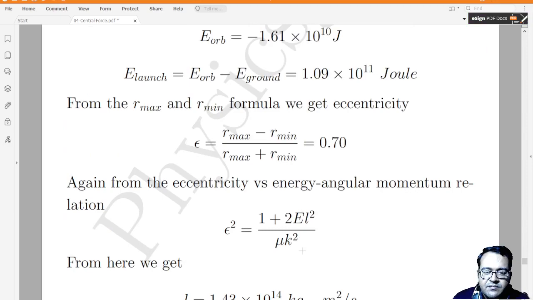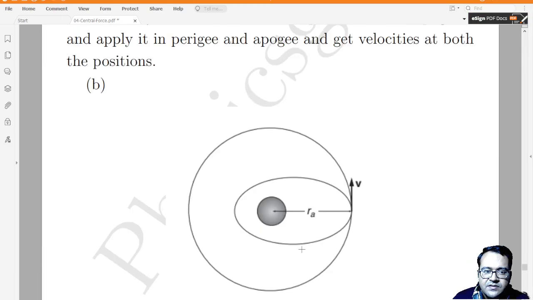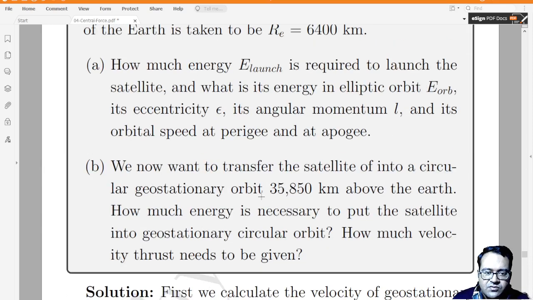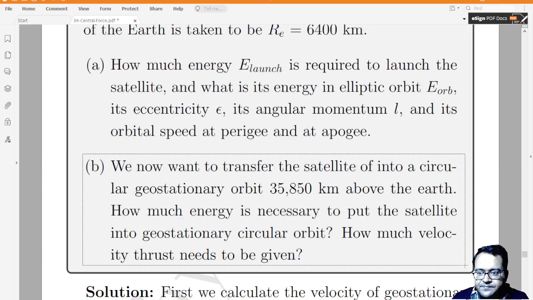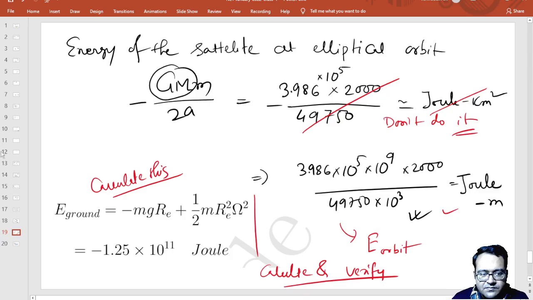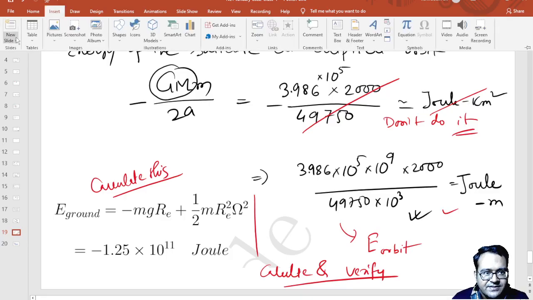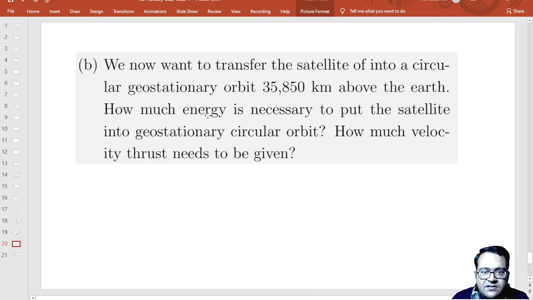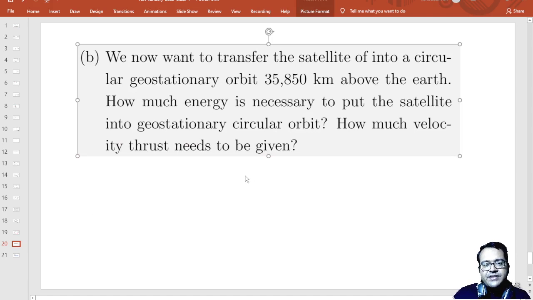The second part will be this. So verify all this. I did not do it in full. I just gave you a thrust. We generally give a satellite a thrust. So this is also a practical problem. We transfer the satellite into a circular geostationary orbit above that. How much energy is required to put the satellite, and how much velocity thrust needs to be given.